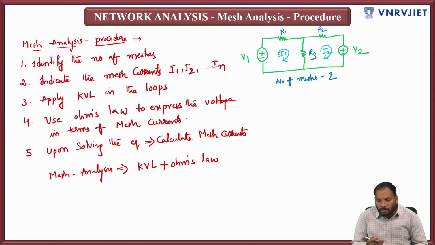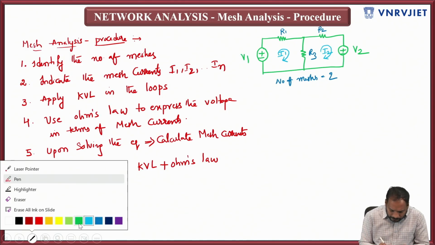So this is the thing you need to understand. Usually the clockwise direction is very easy for us, so that is why I have taken it as clockwise, but it is not restricted. You can take any direction you want for I1 and I2. So I took I1 and I2 as the mesh currents.